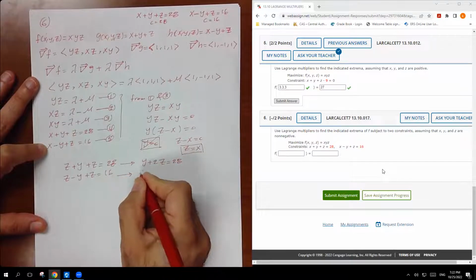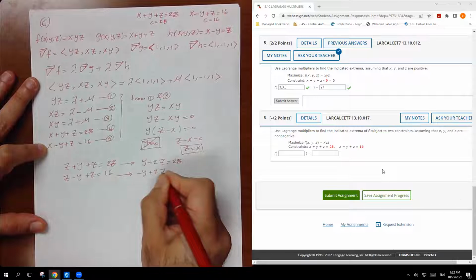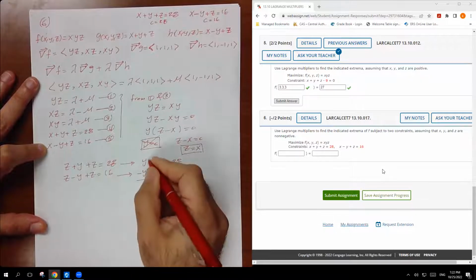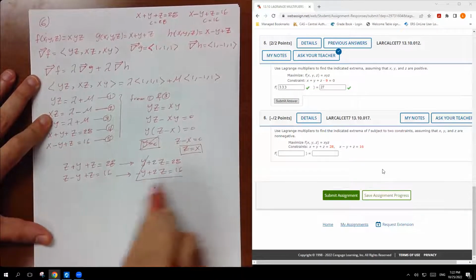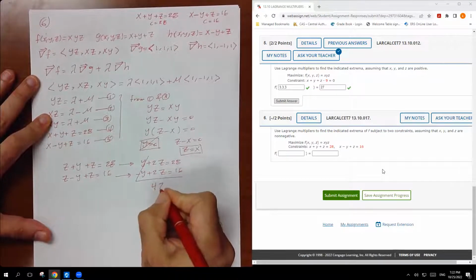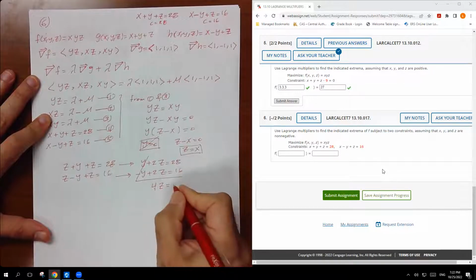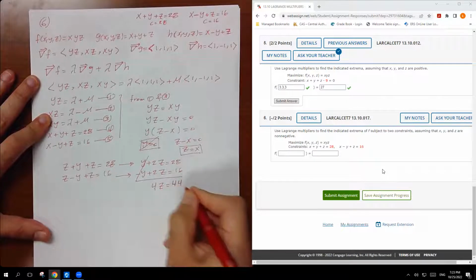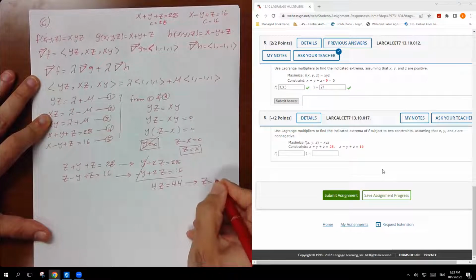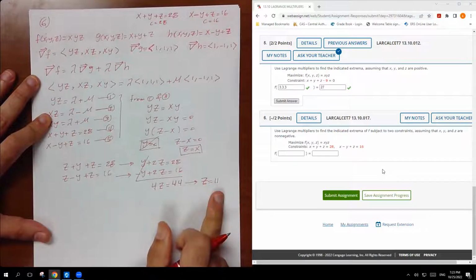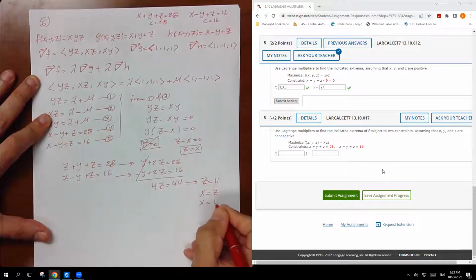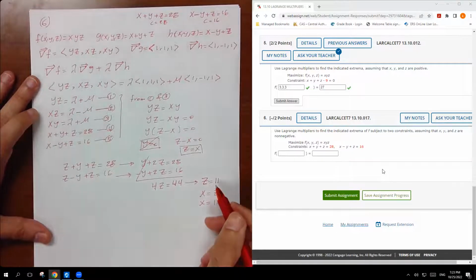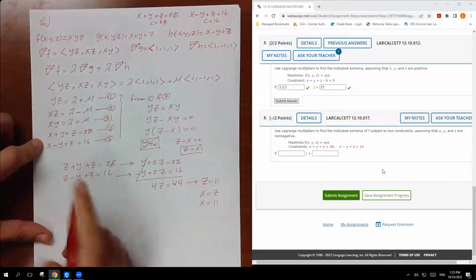So this one is going to be y plus 2z equal to 28. And this one is going to be negative y plus 2z equals 16. Cancel these. So 4z is going to be equal to 44. That means z is going to be equal to 11. So z is 11. So x is going to be equal to z. That means x is going to be 11. So x is 11 and z is 11. We're going to plug in here to find the y.